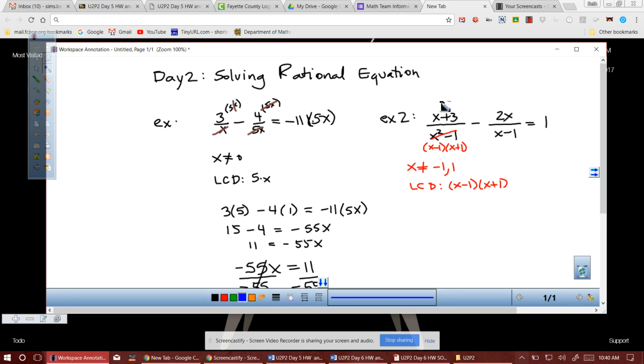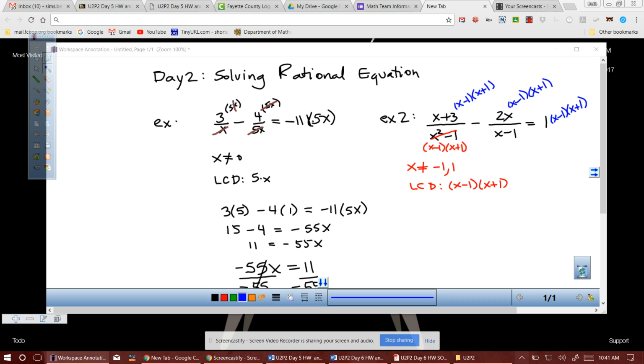Then I'm going to multiply every term here. I'll do it kind of vertically. X minus 1, x plus 1, x minus 1, x plus 1, and even over here, x minus 1, x plus 1. So it's so important that every single term in your problem, 1, 2, 3, all get the common denominator.